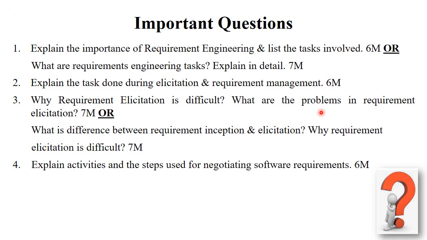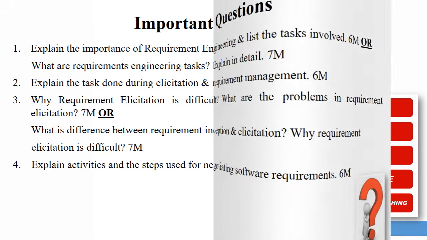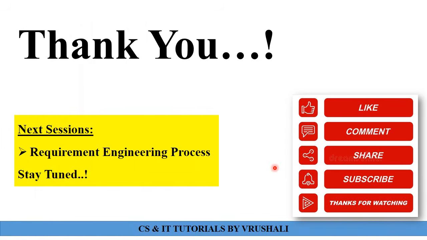You have to prepare those 3 problems in detail. Now, what is the difference between inception and elicitation, and why is requirement elicitation difficult? Also, explain the activities and steps used for negotiating software requirements. So these questions are generally asked for 6 to 7 marks. This is all about requirement engineering tasks.